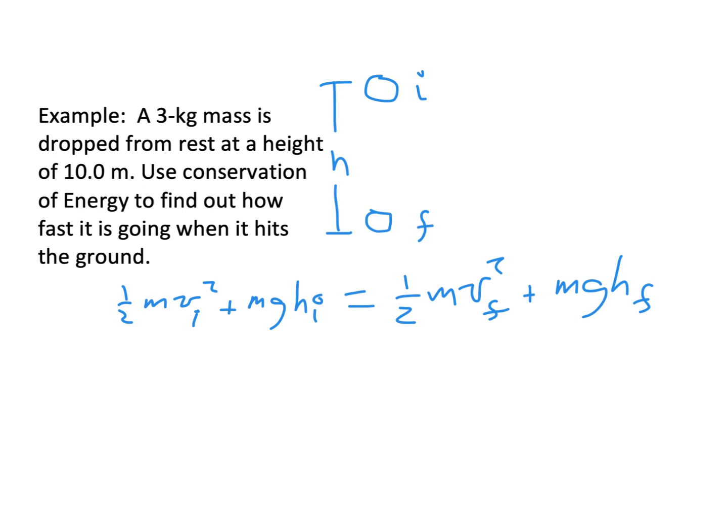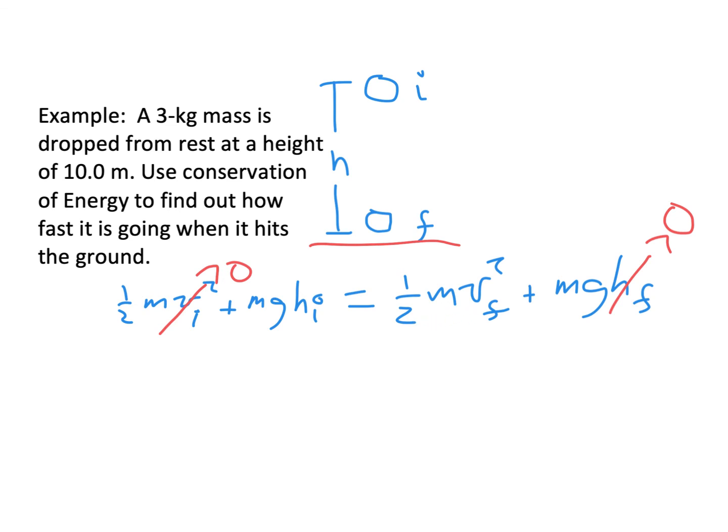Now, that may look a little complicated, but it simplifies really nicely because we can say that the initial speed, v initial, is 0. How do we know that? Because it's dropped from rest. It has an initial velocity of 0. And so anything multiplied by 0 is 0, and that whole term goes away. There's something else that's equal to 0 in this problem, the final height. Because the final height is on the ground, and so the height is 0 there. And so that whole term goes away, and what we end up with is mg times the initial height is equal to 1/2 m v final squared.